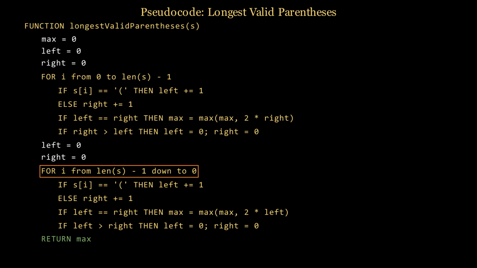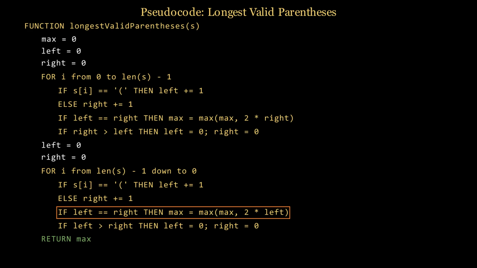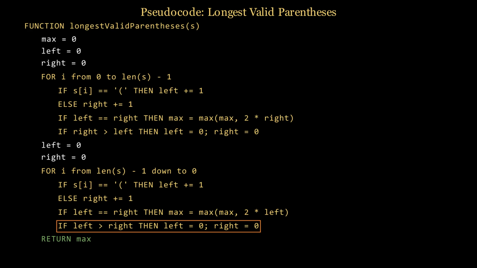Backward pass, loop i from len of s minus 1 down to 0. On an open parenthesis, increment left. On a close, increment right. If left equals right, update max with twice left. If left exceeds right, reset both counters to 0. Return max.